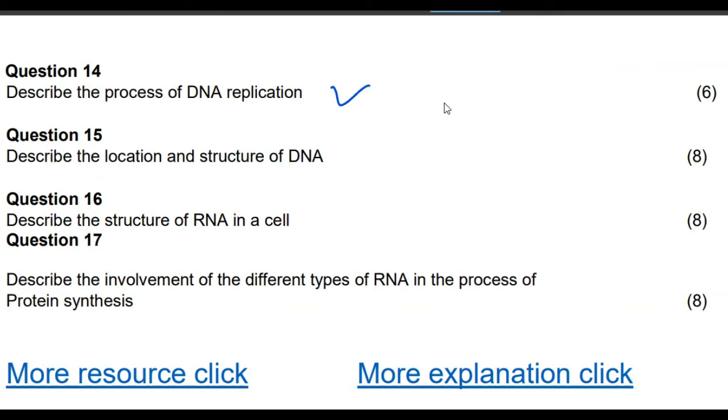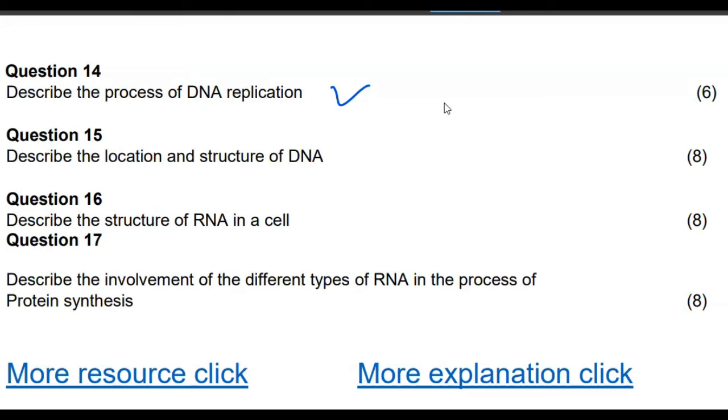Then number 2, describe the location and the structure of DNA. Here I explained the structure of DNA at the beginning. In most cases, give it 6 marks. And then location, we have 3 locations, that is nuclear DNA, mitochondrial DNA, and chloroplastic DNA.